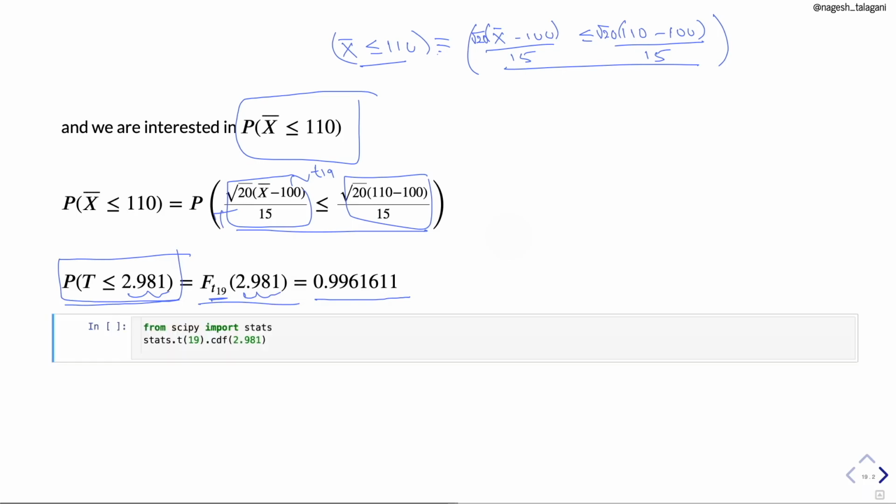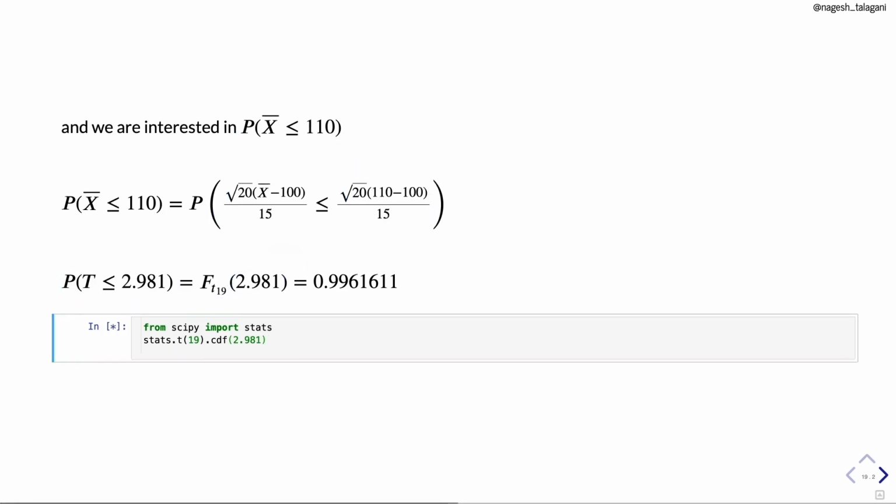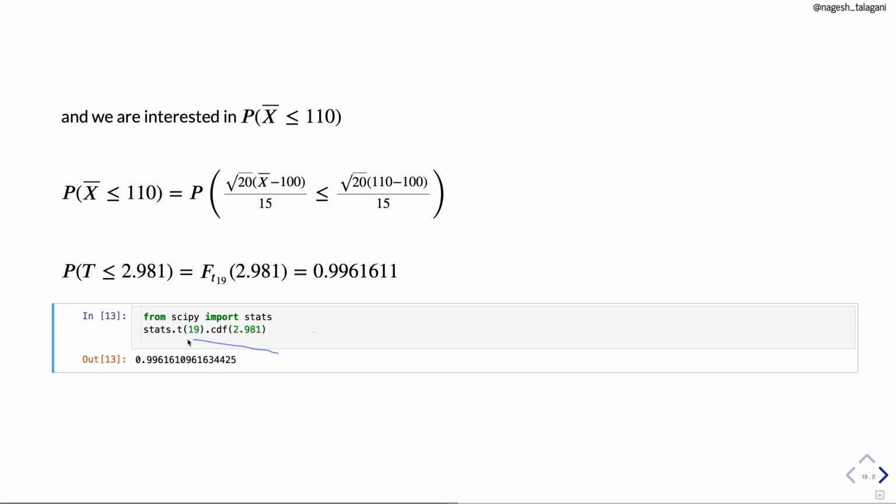We can get it from the stats module in the scipy package. We imported the stats module from the scipy package, then we created a t random variable with 19 degrees of freedom, then we call the CDF method at 2.981, which returns the CDF value of the t distribution with 19 degrees of freedom at 2.981. Let me show you. So this is the CDF value of the t distribution with 19 degrees of freedom at 2.981. Okay, fine.